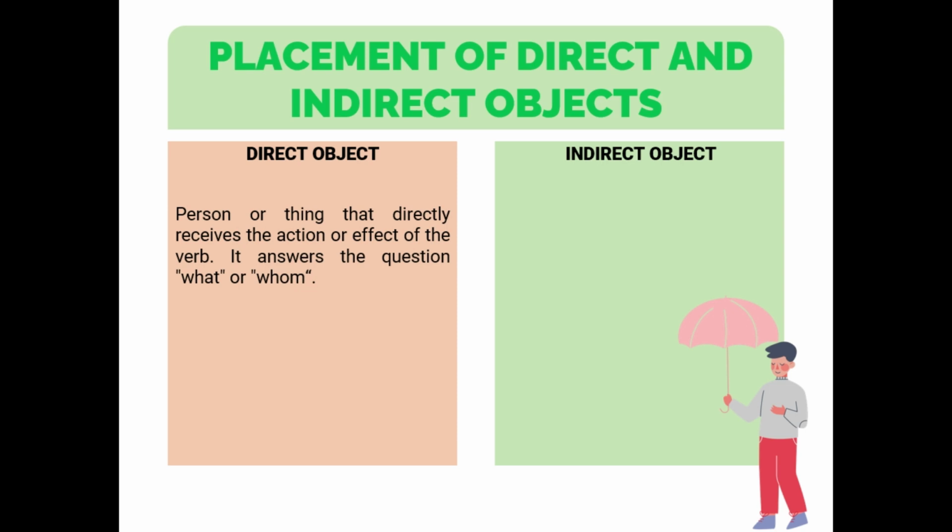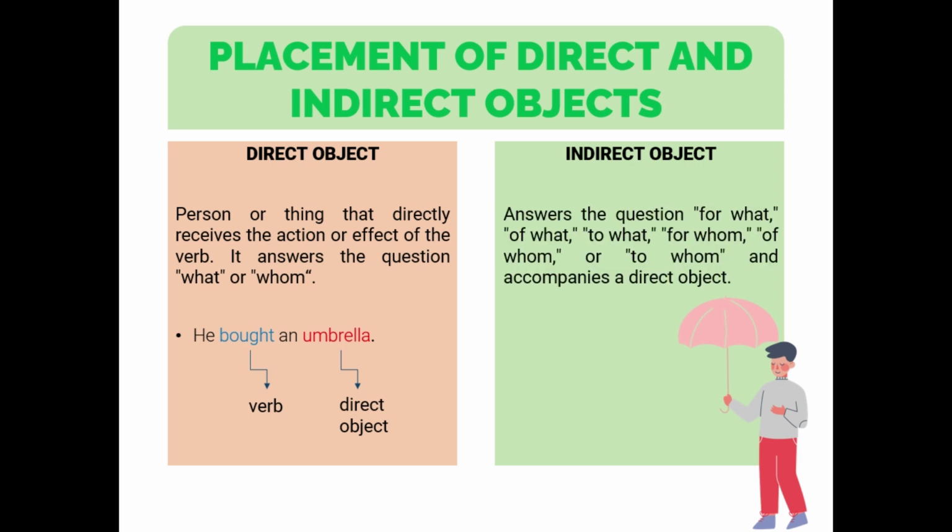For example, he bought an umbrella. Here, my verb is bought, so my direct object is umbrella. We know this because it answers the question, what did he buy? Well, an umbrella.